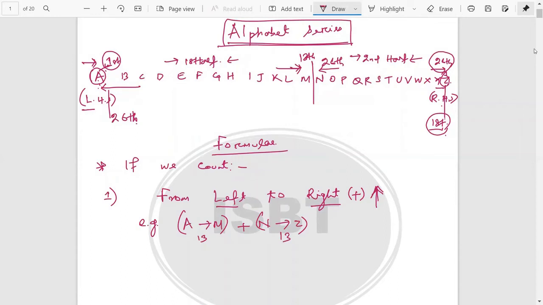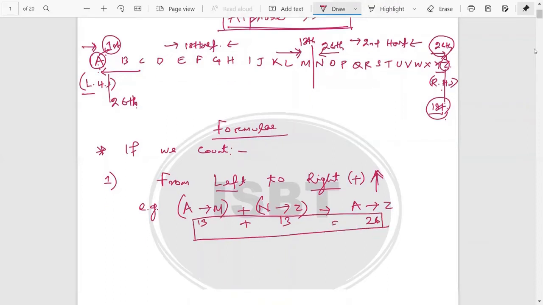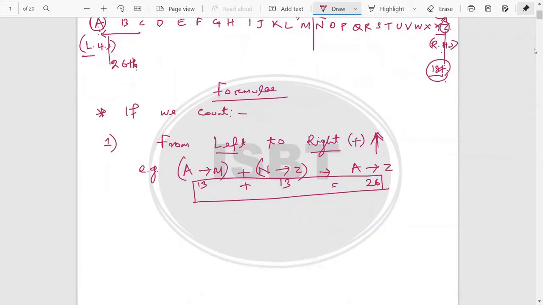That means the answer should finally be A to Z. How many letters? That's 26. Okay, so 13 plus 13 is equal to 26. This is the first formula: if I count from one side to another side, from left to right, the number of letters increases.